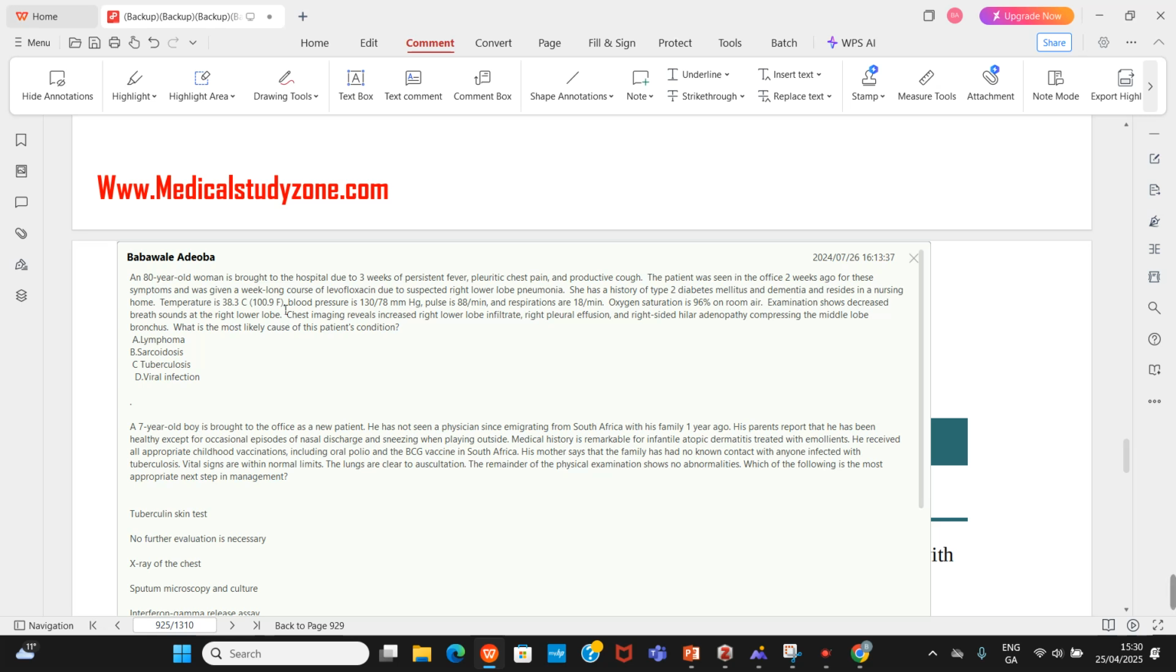Tuberculosis. Why? The age, and she's living in a nursing home. Yes, nursing home, with right-sided effusions and right-sided hilar adenopathy with infiltrate everywhere in the right. And again, that cough has been present for 3 weeks. Chronic cough. So, don't you evaluate for tuberculosis?